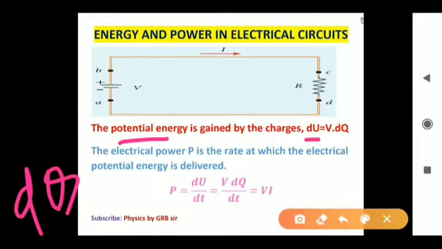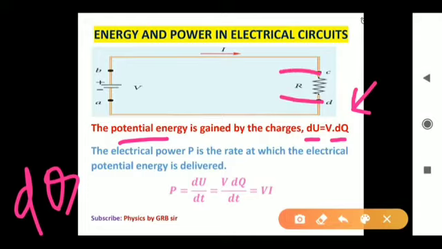When the charge dq passes through the resistor, it loses the potential energy dU = V·dq due to collision with atoms in the resistor and again reaches the point A. This process occurs continuously as long as the battery is connected in the circuit. The charge loses its electrical potential energy in the resistor, which can be calculated.